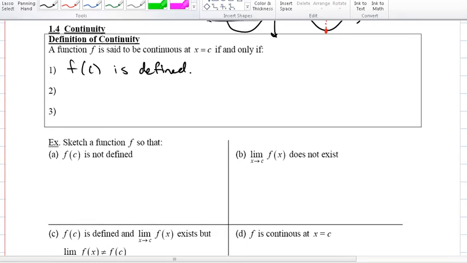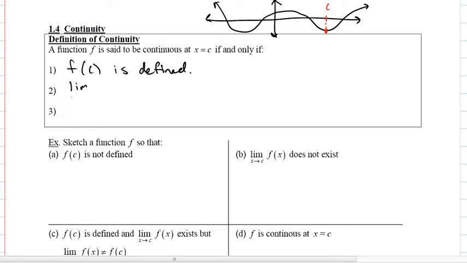The second condition says the limit as x approaches c of f of x exists. So what this says is that if I choose that same c and I approach it from the left and I approach it from the right, do they approach the same point? And the answer is yes. So the first condition says the point has to exist. The second condition says the limit must exist regardless whether the point is there or not. Okay, so we haven't really fully analyzed the definition yet.